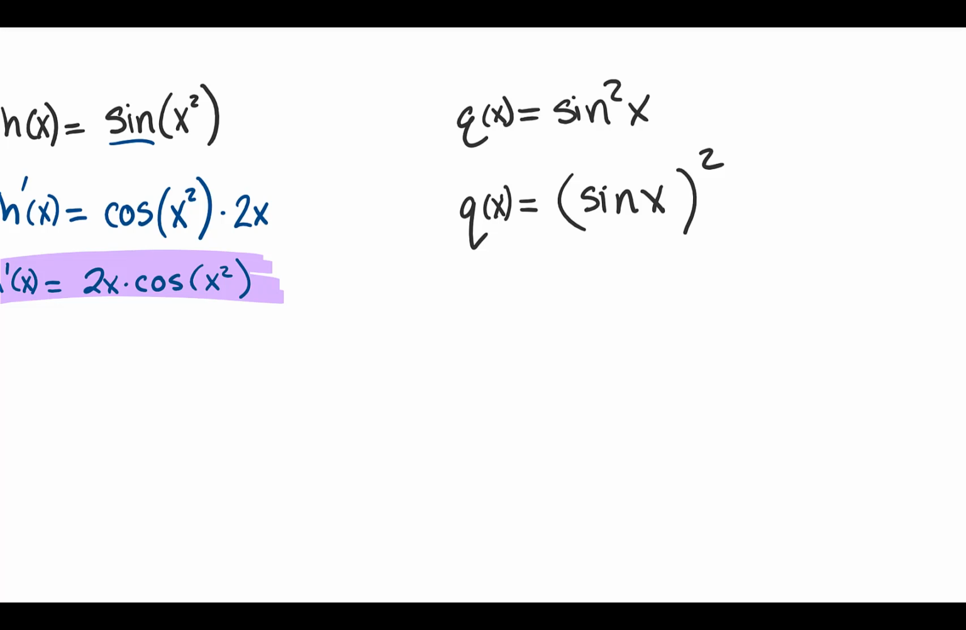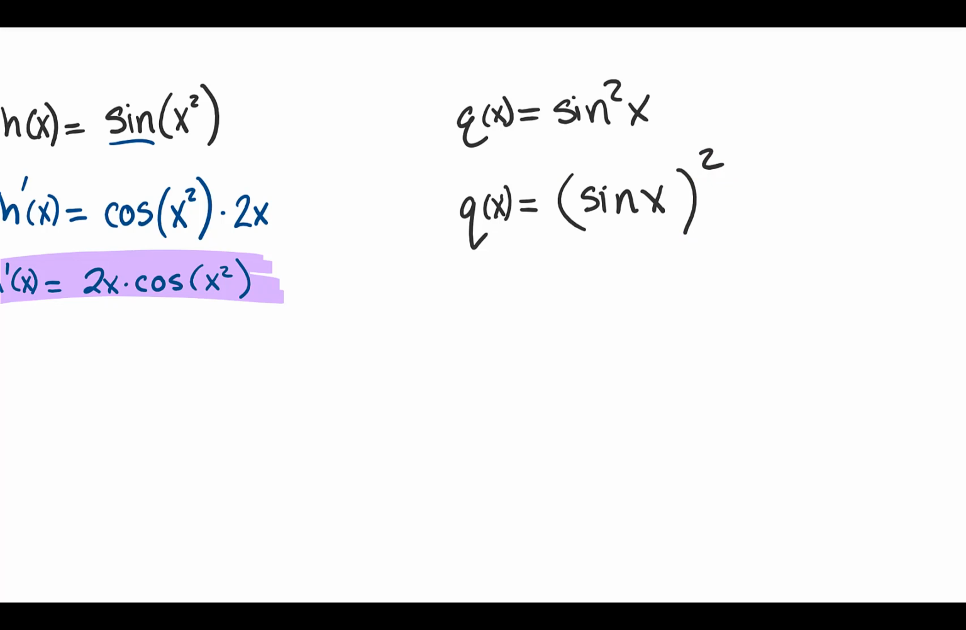So now our outside function has changed. That's a 2. It's something being squared. This is our outside function, something being squared. So that 2's got to fall. We're going to subtract 1 from it, and we're going to leave that inside alone, then multiply by the derivative of the inside.